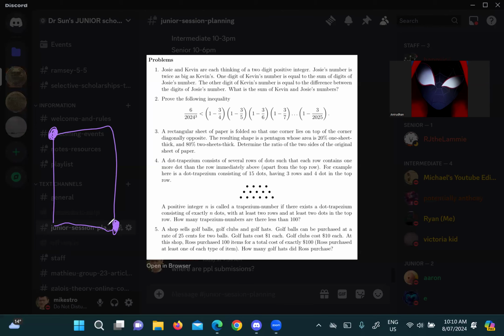So the length to the width, yeah? So if this was the width, this was the length. We want the ratio of them, length over width, yeah?